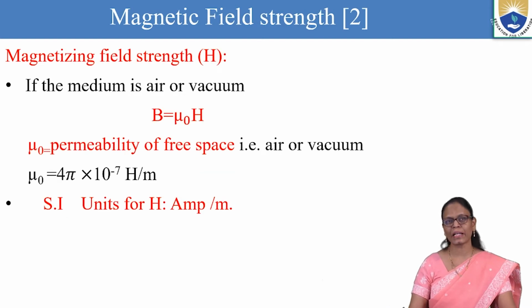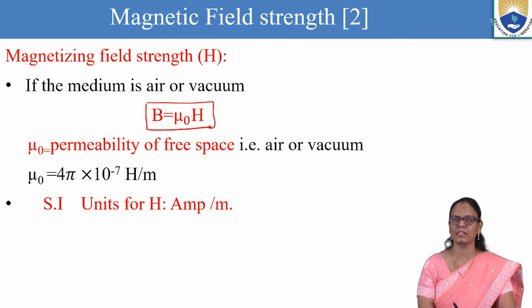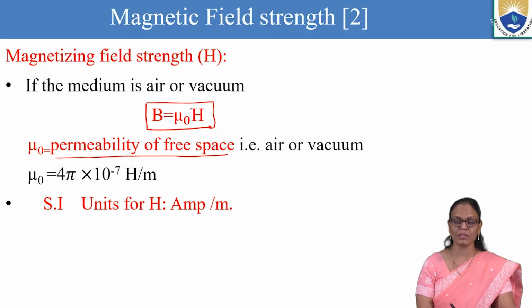Now, for the magnetizing field strength, if the material is not placed in a medium but is placed in air or vacuum, we write B is equal to mu naught H, because mu naught here is the permeability of free space. Mu naught is the permeability of free space or vacuum. So what is the value of mu naught? It is a constant, which is 4 pi into 10 power minus 7 Henry per meter.